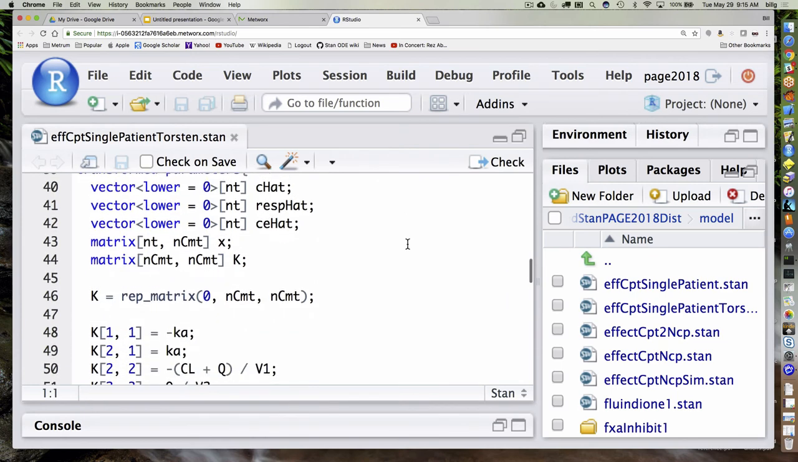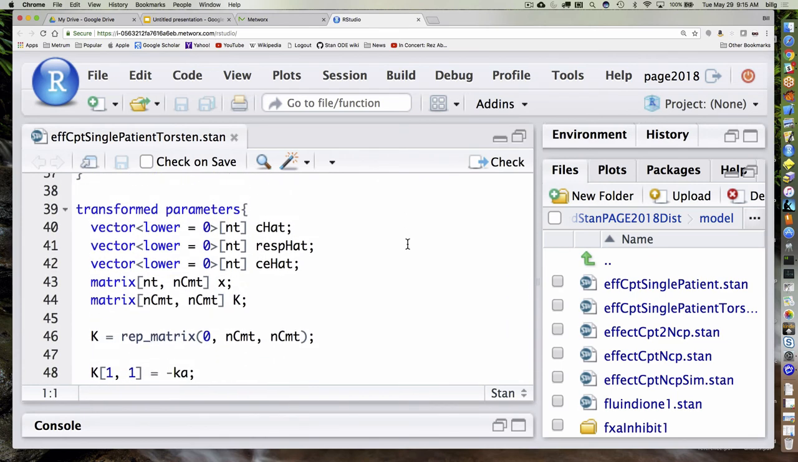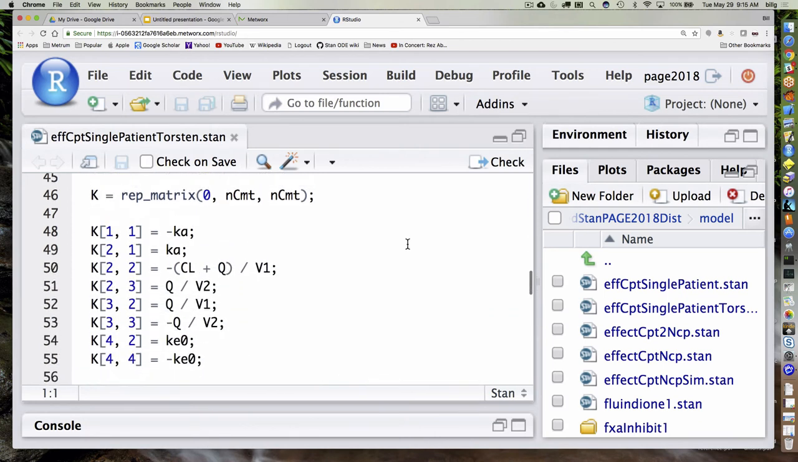Okay, transform parameters is where we have the stuff going on with our Torsten function. So I've got the usual things. I've got my C hat, CE hat, and response hat all done there. And I've got my X that's going to contain my compartmental amounts, and my K, which is my rate constant matrix. And you saw this before where I initialize the rate constant matrix to zero and then fill in the non-zero elements. By the way, there's other ways.